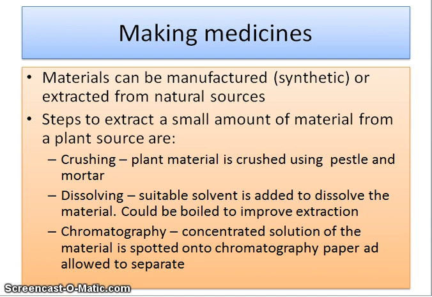Now in terms of making drugs, you have to go through these few steps here. You've got crushing, so it's usually plant material that's producing these medicines. So plant material is crushed using a pestle and mortar. Dissolving to boil to improve the extract. Chromatography, a concentrated solution of the material is spotted onto chromatography paper and allowed to separate.